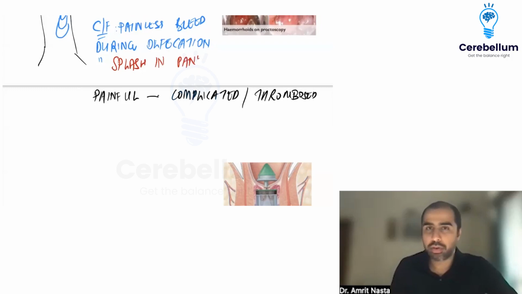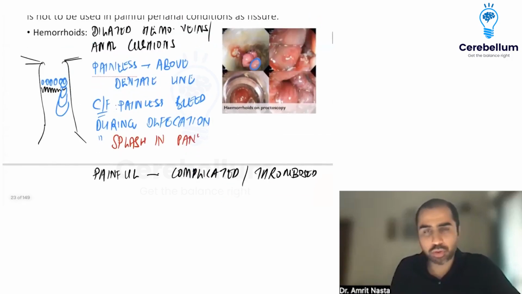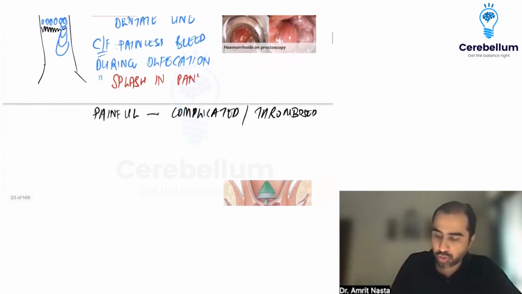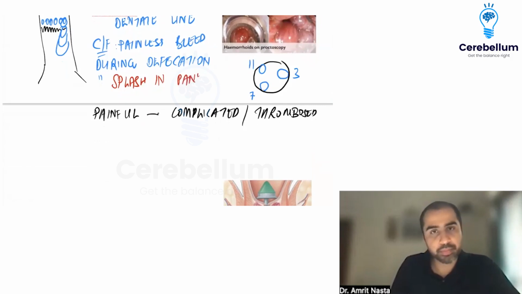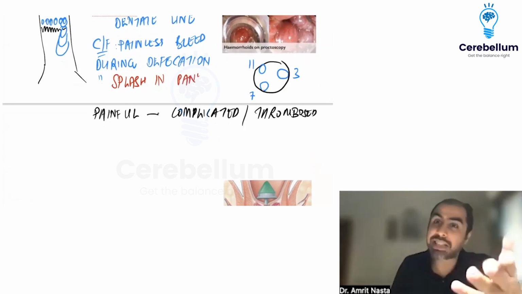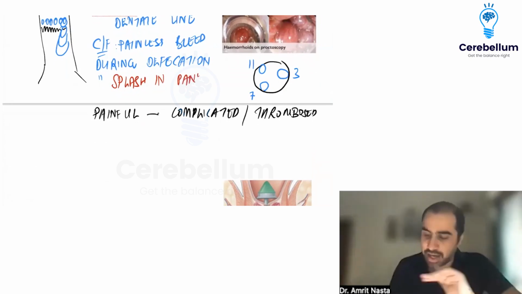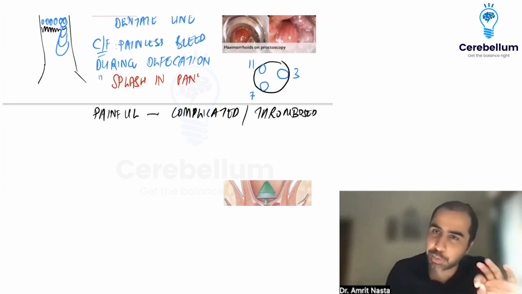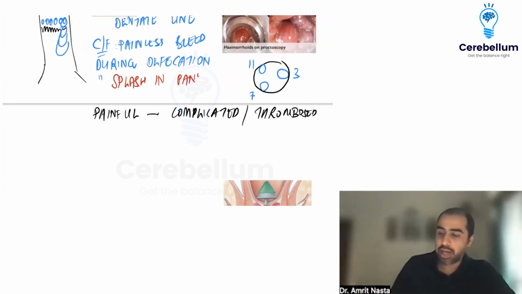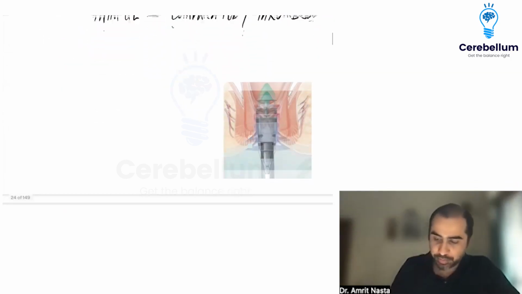Now you need to know diagnosis is simple. If they are seen on proctoscopy, they are normally seen at 3 locations. So when I do proctoscopy, the hemorrhoids are typically seen at 3 o'clock, 7 o'clock, 11 o'clock. Yeah, it is same as piles. Same to same. Pile. Bawasir. Hindi mein bawasir, English mein piles. Medical language, hemorrhoids. So they are seen at these 3 locations.